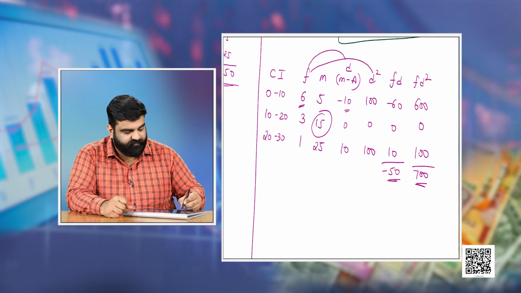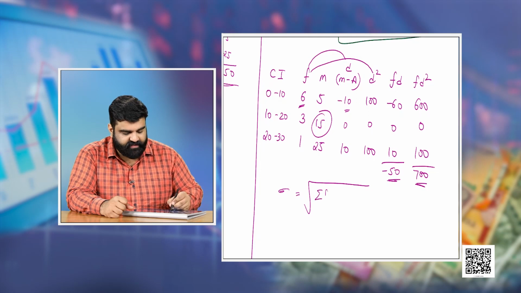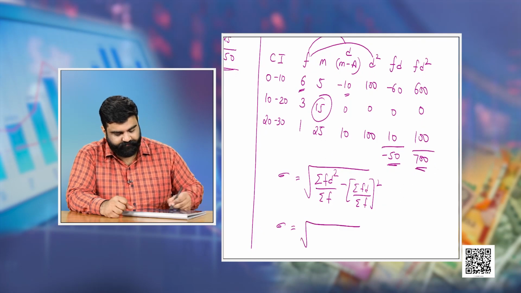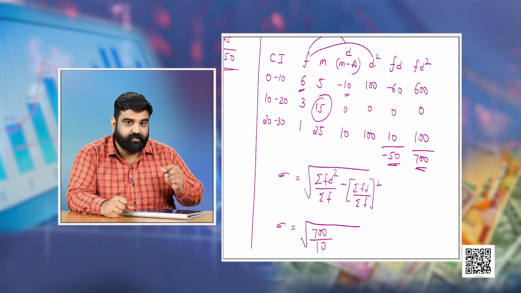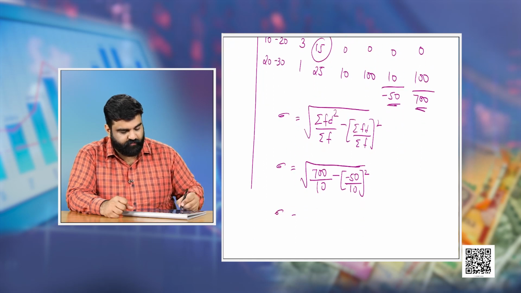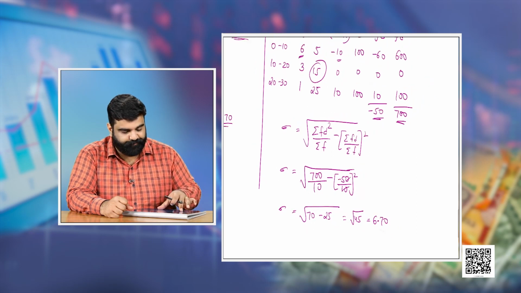Let us apply the formula. For standard deviation to be calculated through the shortcut method, we have the formula root of sigma fd square by sigma f minus sigma fd upon sigma f the whole square. So we have 700 by 10, which is the total of all the frequencies, minus 50 upon 10 the whole square. So we have 70 minus 25, which is again root 45, and the answer to this will be 6.70.